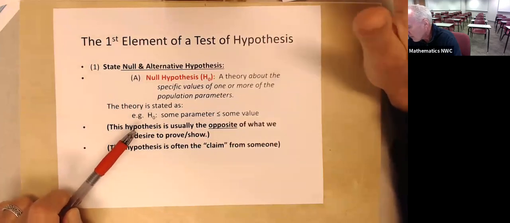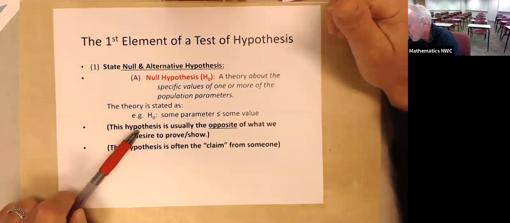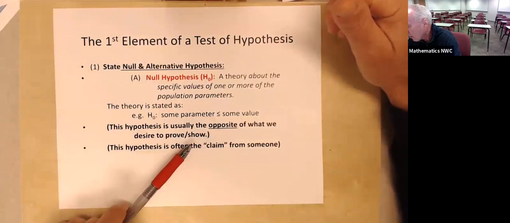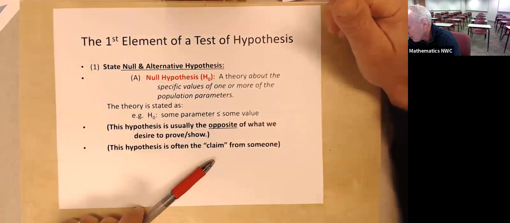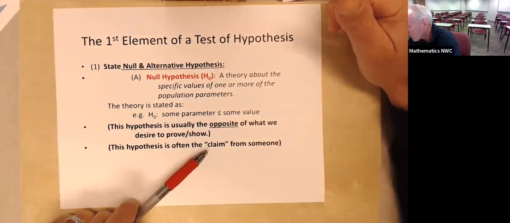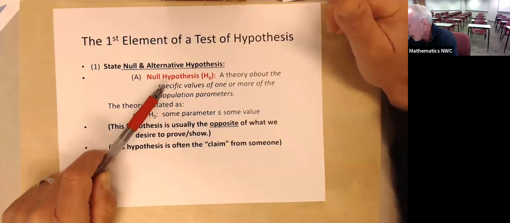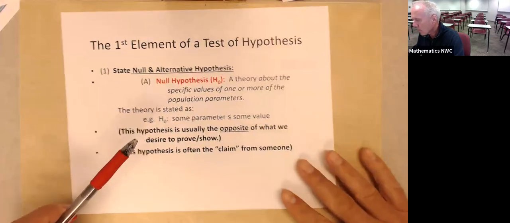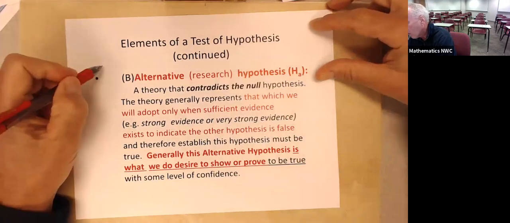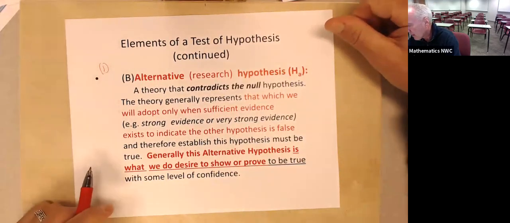This is kind of important to keep in mind. This hypothesis, meaning the null, is usually the opposite of what we desire to prove or show. This hypothesis is often, though, a claim from someone. So if someone is claiming something and we want to test it, we would put their claim as a null. We want to see if we have evidence to doubt their claim.